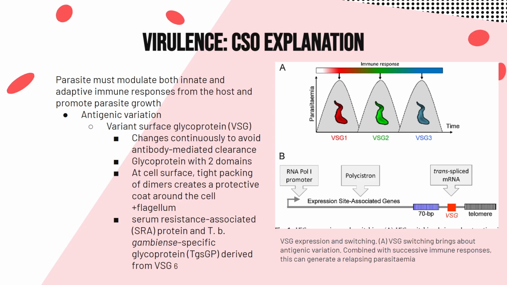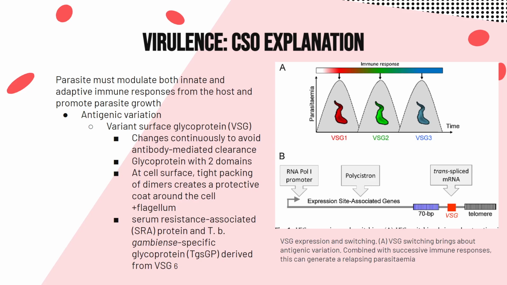Trypanosoma brucei employs various strategies to modulate both innate and adaptive immune responses from the host. Antigenic variation, driven by the variant surface glycoprotein, or VSG, allows the parasite to continuously change its surface, avoiding antibody-mediated clearance. The tight packing of dimers also creates a protective coat around the cell and flagellum.